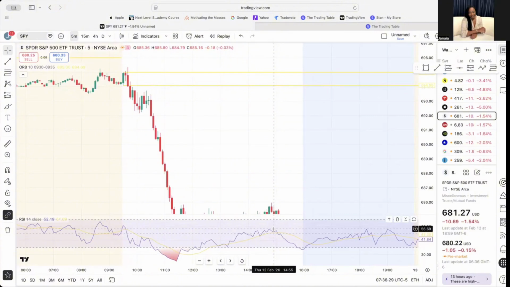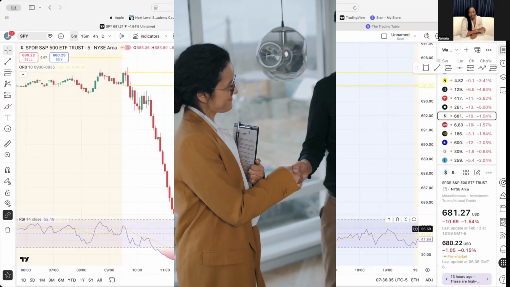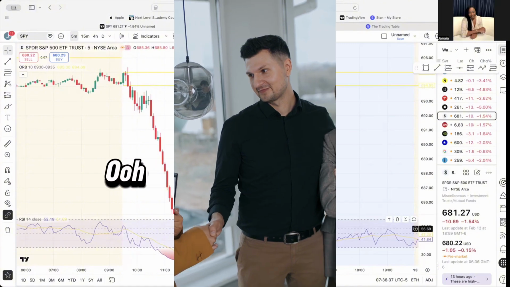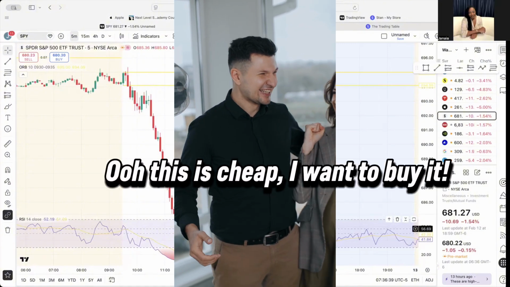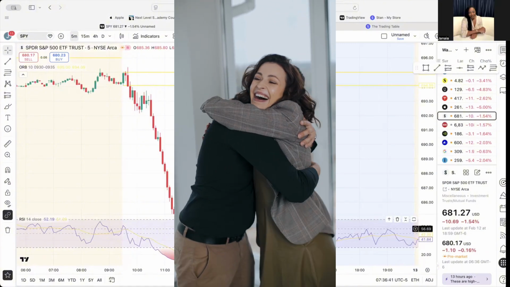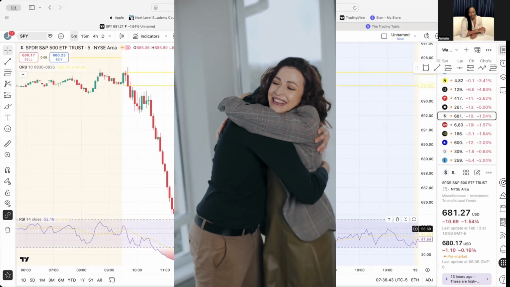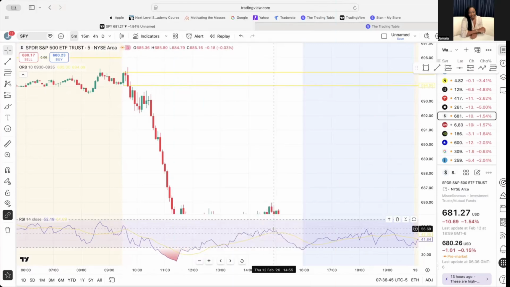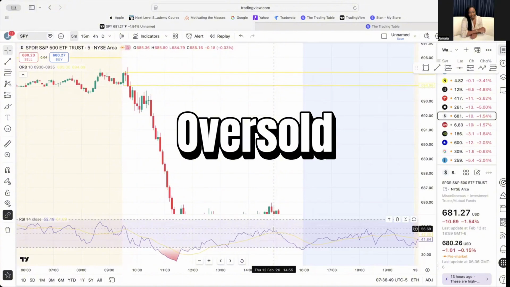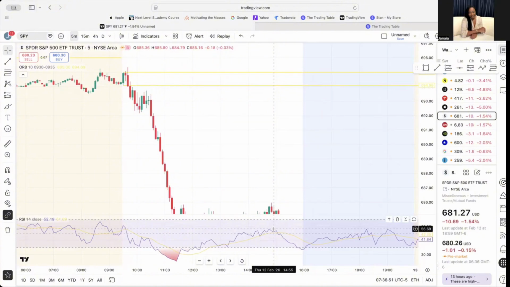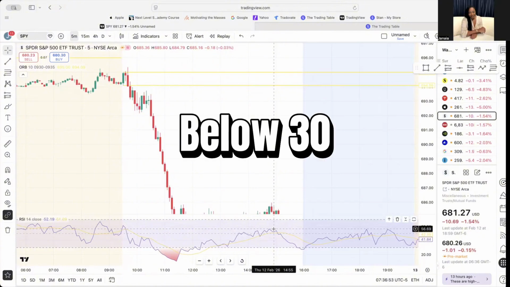Now flip it. If the same $300,000 house drops to $200,000, people start to think, well, this is a discount. And what happens? More buyers then step in because it's kind of cheap. That's what RSI calls oversold, which usually shows up when RSI is below 30-ish.